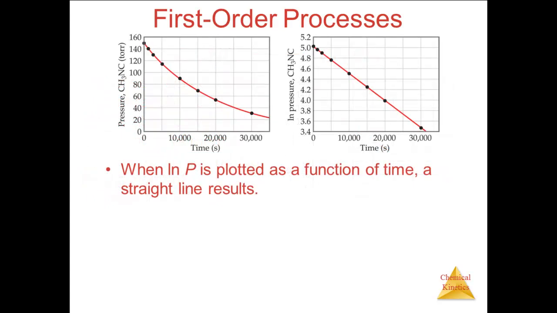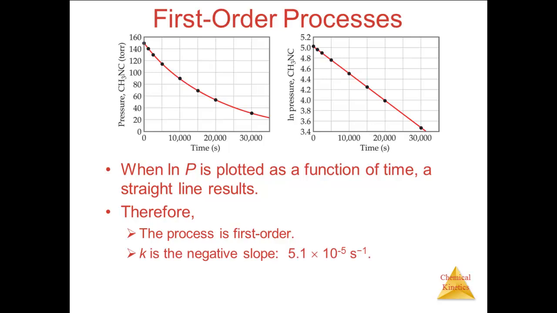When we plot the natural log of the pressure of CH3NC versus time, we get a straight line, which means that the process is a first-order process. The rate constant K is the negative of the slope of the line for the graph on the right, which we determined to be 5.1 times 10 to the minus fifth per second.